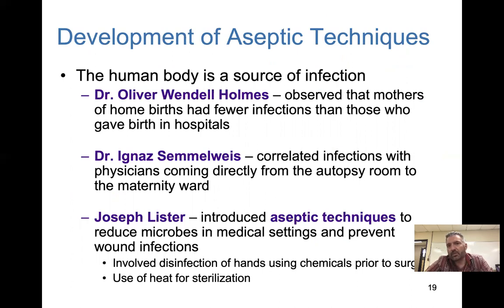Right. So the human body is the source of infection. Dr. Oliver Wendell Holmes observed that mothers of home births had fewer infections than those who gave birth in hospitals. All right, so that was his observation. And people thought, why in the world would mothers who gave birth at home have fewer infections than those in the hospital? And he thought, well, they must be getting the infection from the hospital, a nosocomial infection.